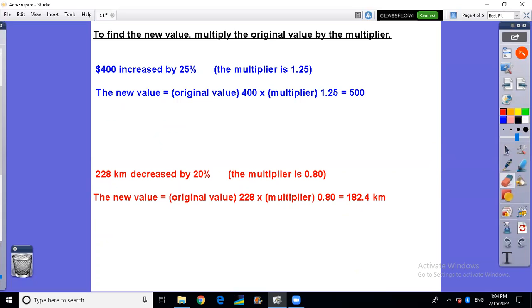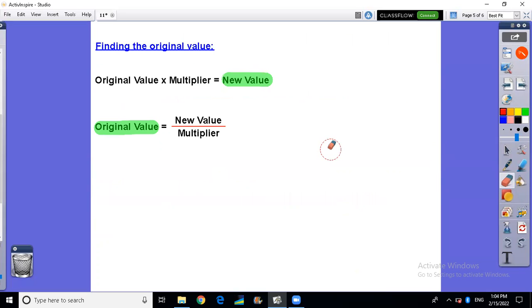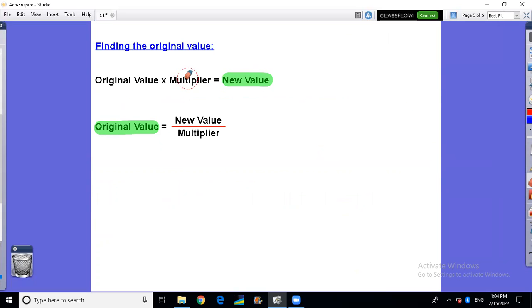All right. The last part of the lesson over here is finding the original value. How can we find the original value? If they are giving us the multiplier and the new value, and they're asking for the original price, the original distance, the original value of anything, we just do the new value divided by the multiplier. So we do the new value divided by the multiplier. It's going to give us the original value.